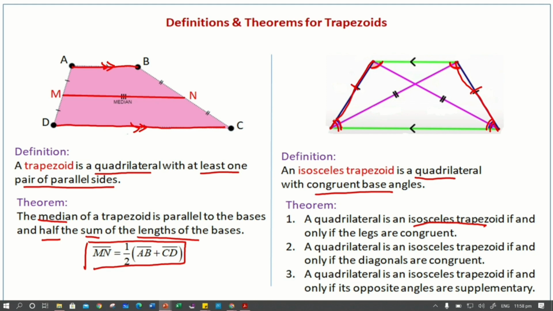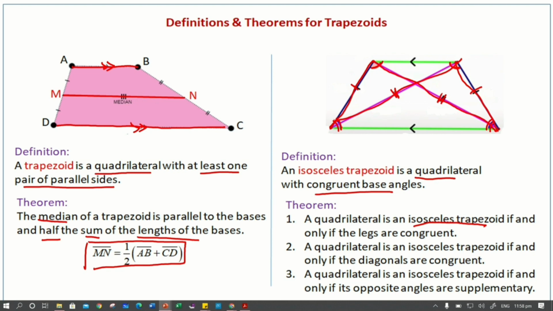Next, theorem number 2. A quadrilateral is an isosceles trapezoid if and only if the diagonals are congruent. Okay, by examining our figure here, these are the diagonals. So, let's say diagonal 1 is congruent to diagonal 2. Okay?